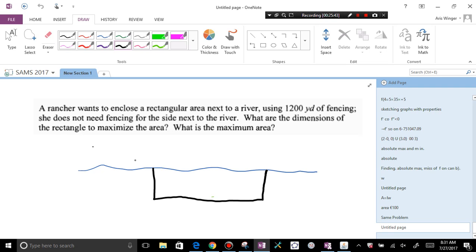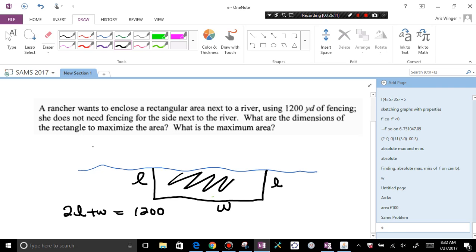One of the most important steps, of course, is to label the dimensions, L and W, or X and Y, however you want to do it. Clear constraint: 1,200 yards, they're using yards. 2L plus W is equal to 1,200. And we're trying to maximize the area, which is L times W. We'll run through this super quick. Again, this will give us a quadratic. Seems nice to solve for W in this case.